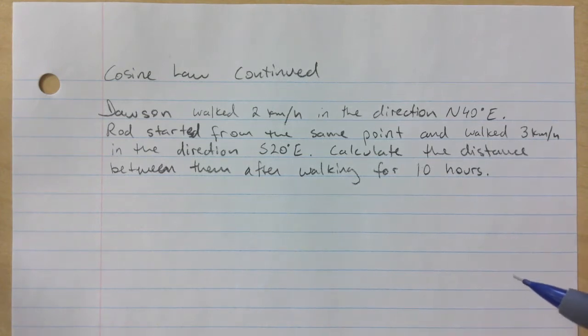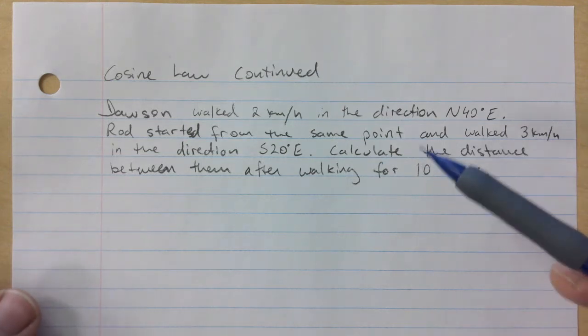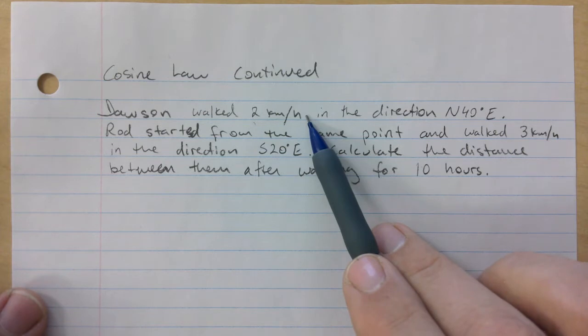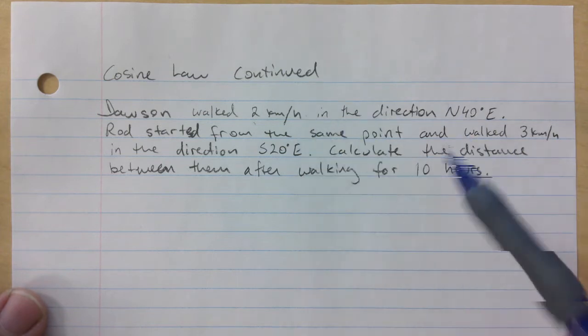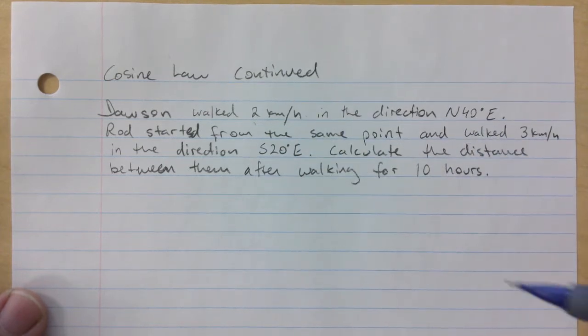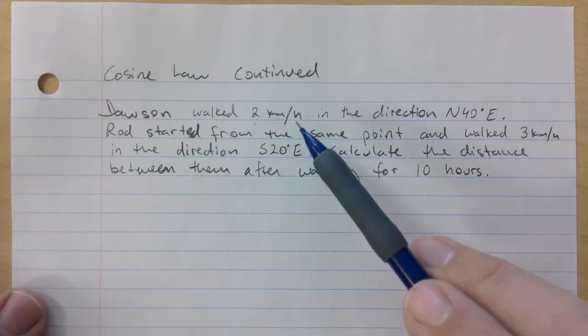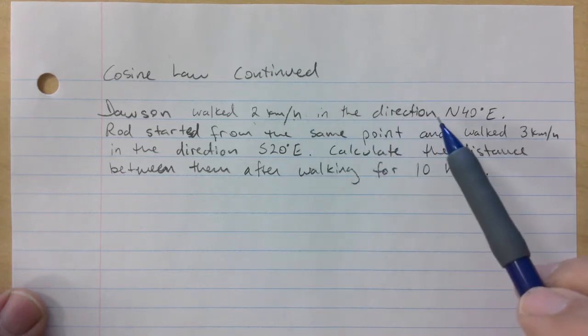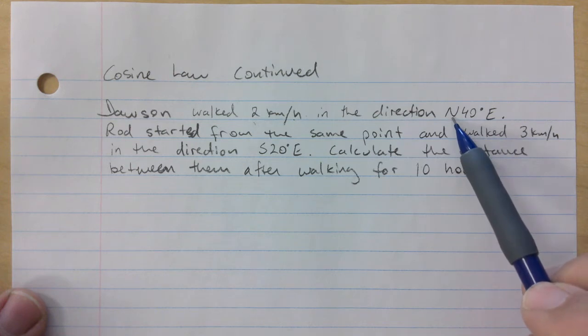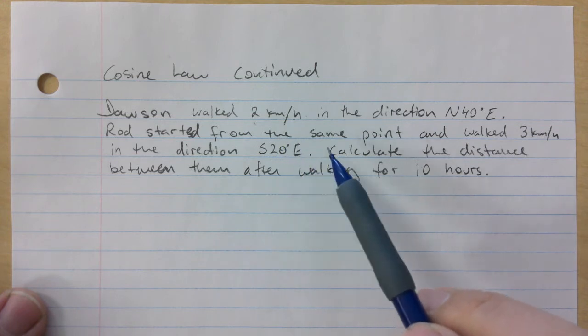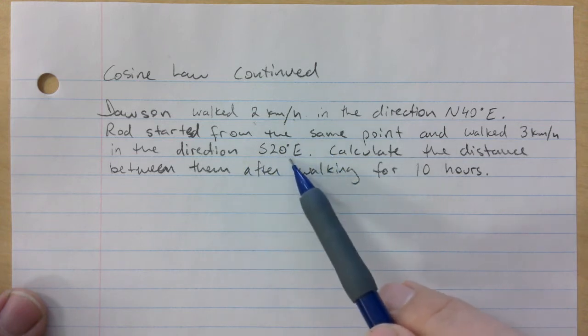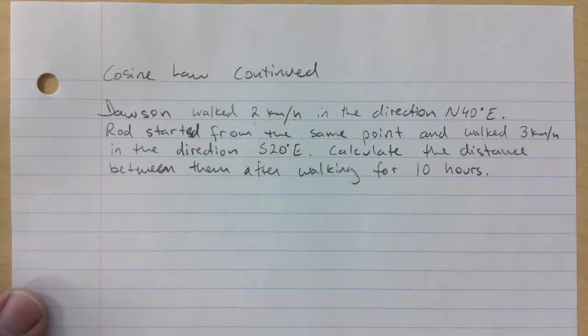All right. So we have Dawson and Rod. And this is a question that involves a speed. So there's a little added layer of difficulty there. We're told the speed and the direction of the path that Dawson is walking, right? Rod started from the same point and walked a little faster in a different direction. So it says calculate the distance between them after walking for 10 hours.